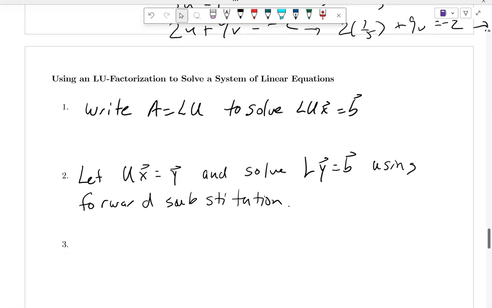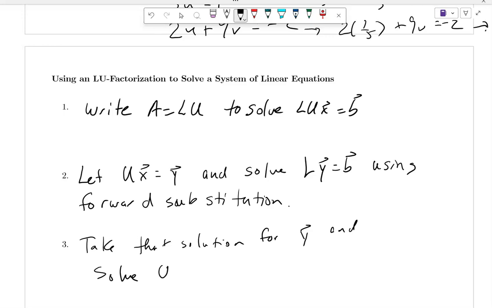And then take that solution for whatever the Y is and solve UX equals Y using back substitution. Okay. Find your LU decomposition, solve L times something equals B using forward substitution, take that result and solve U times X equals that solution using back substitution. Whatever you get there. All right. This would be UX. Sorry. I wrote that wrong. This is not a B. This is a Y. I wrote the wrong letters. Sorry.